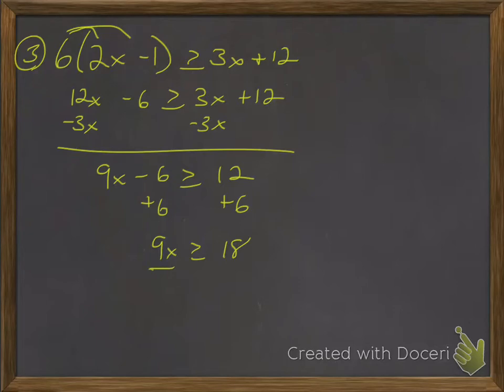Now I can divide by 9. Because the x's didn't cancel out, that means that this is sometimes true. And the times that this will be true is when x is greater than or equal to 2. So that's the sometimes.